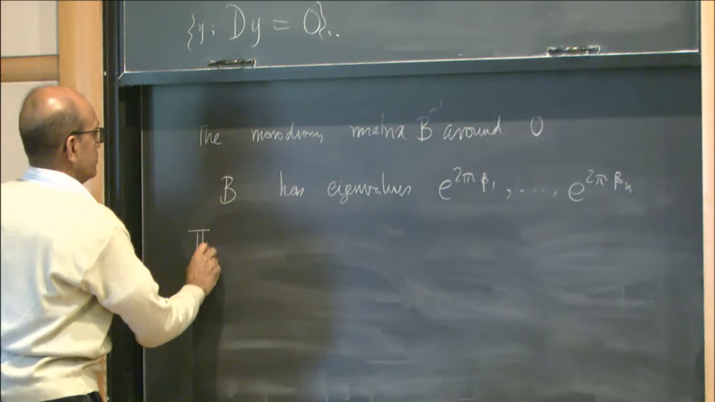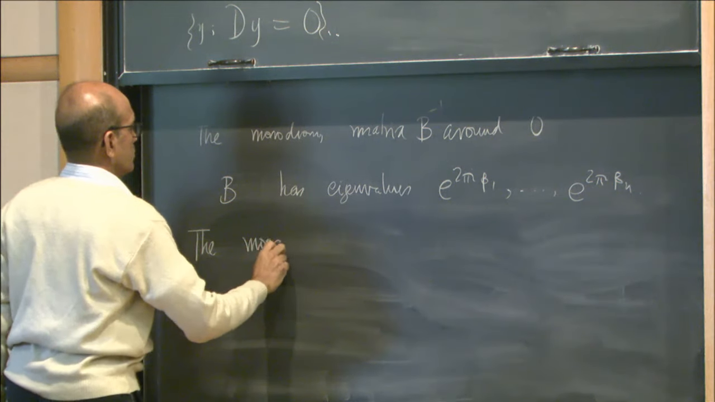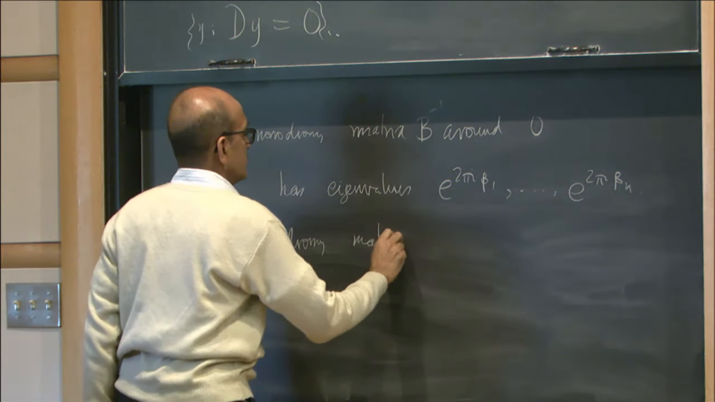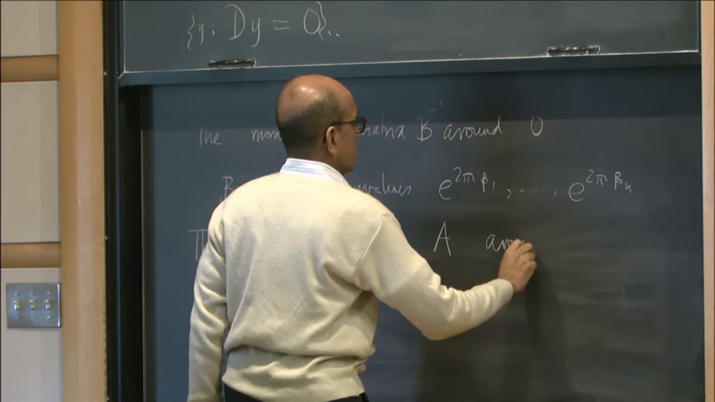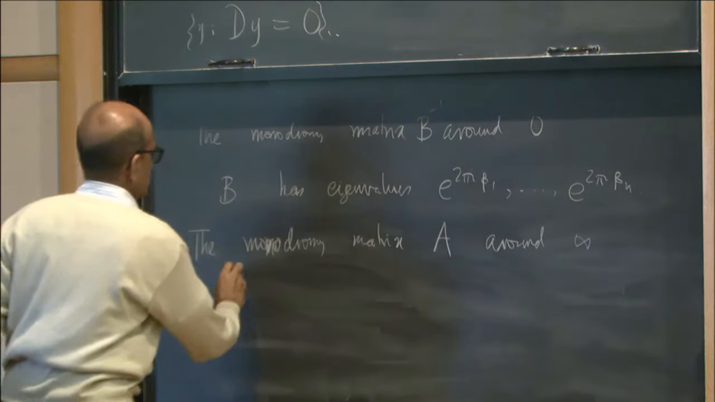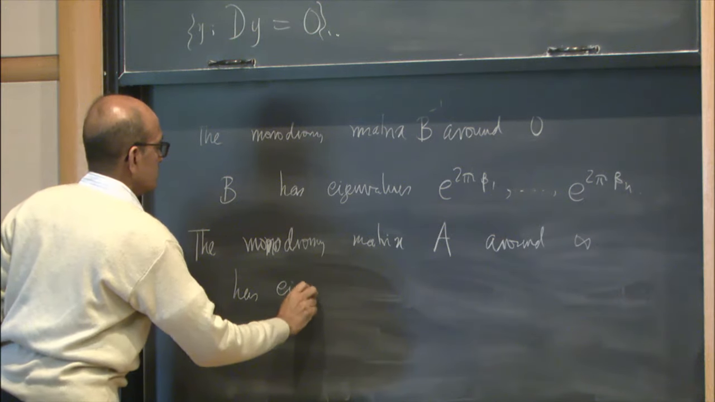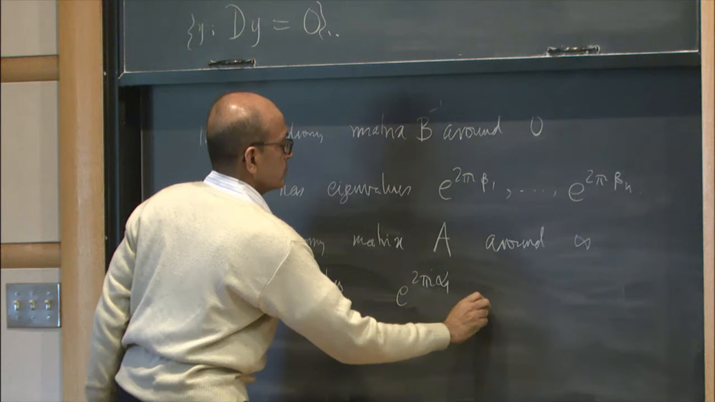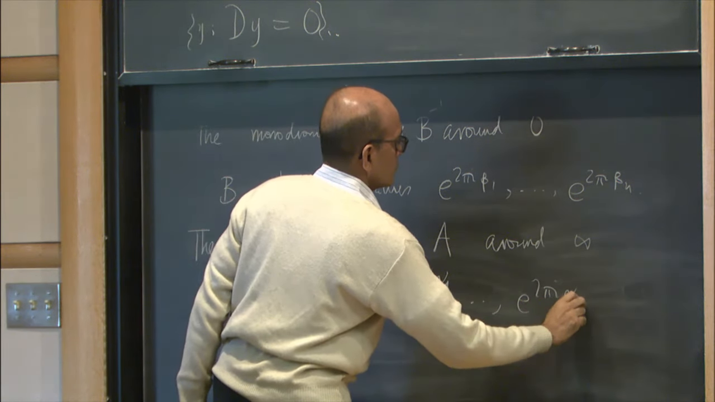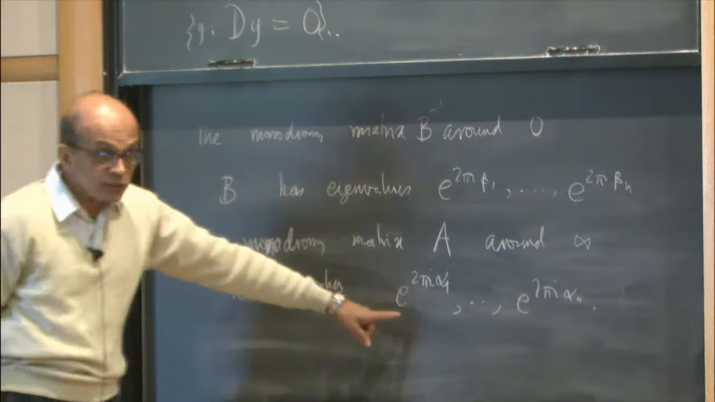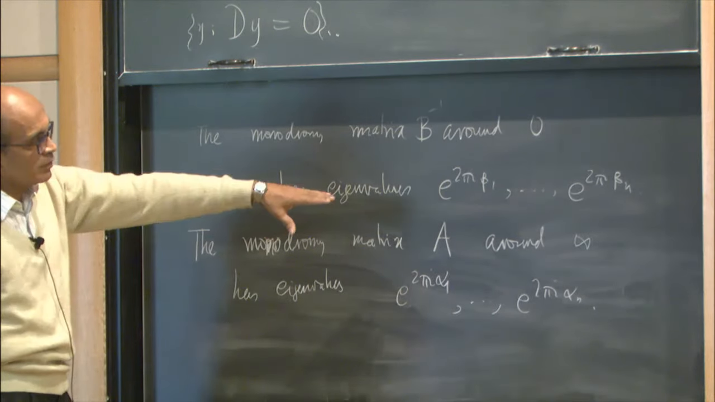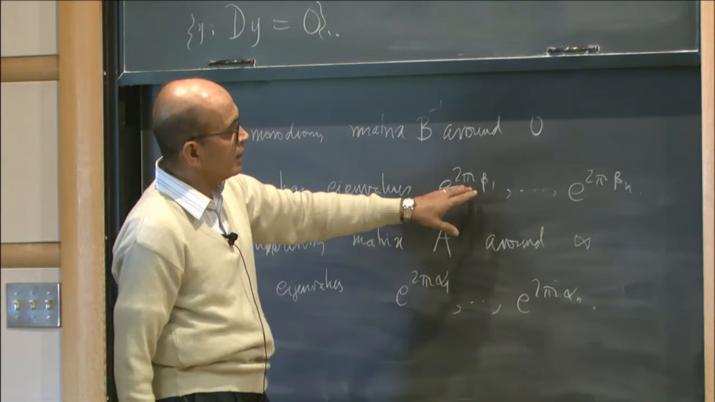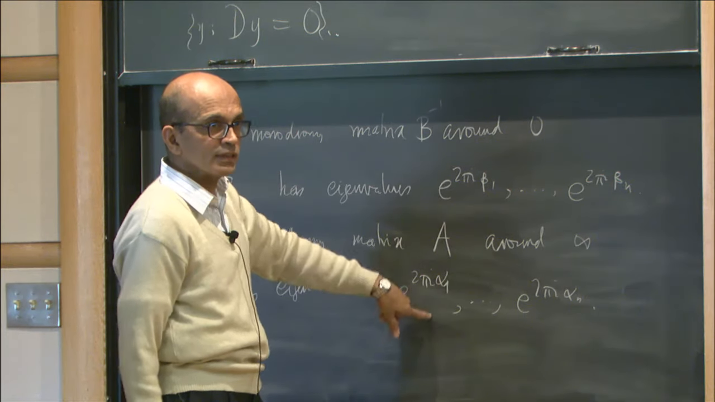and the monodromy matrix A around infinity has eigenvalues exponential of these things. So all that one is saying is that the solutions to these differential equations have a certain kind of singular behavior at 0 and infinity.